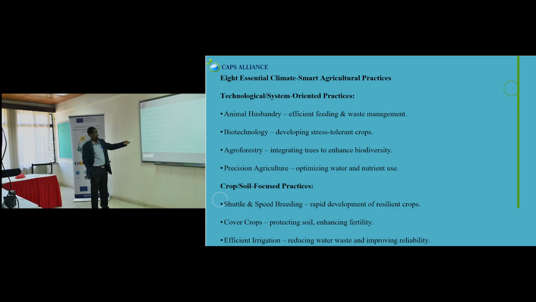Precision agriculture, this is optimizing water and nutrient use, and you can actually apply technology such as AI technology. We have shuttle and speed breeding, rapid development of resilient crops, breeding of seeds, which is not actually very much different from biotechnology, but of course we know pollination. If you are developing a seed, for the maize, we have the male and the female. Do you know that it exists? Yes. So what you do is what you call detasseling.